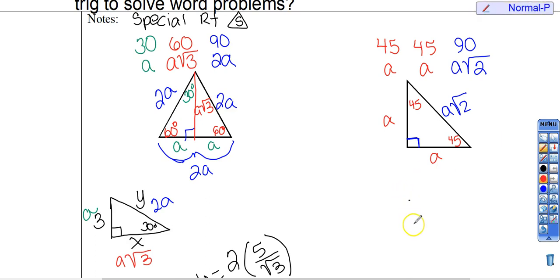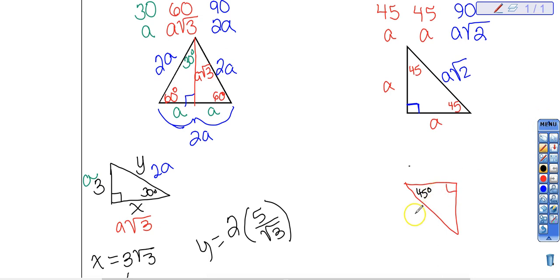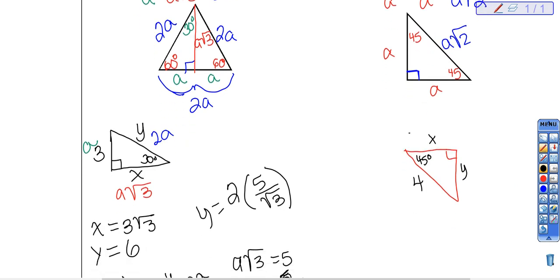Always a little bit easier to solve these. So let's draw a 45, 45, 90. I didn't mean to draw that in my red pen. So it's a 45-degree angle. I'm doing everything backwards here. All right. And let's say that the hypotenuse is 4. And I want you to find these sides. And I want you to do it quickly.